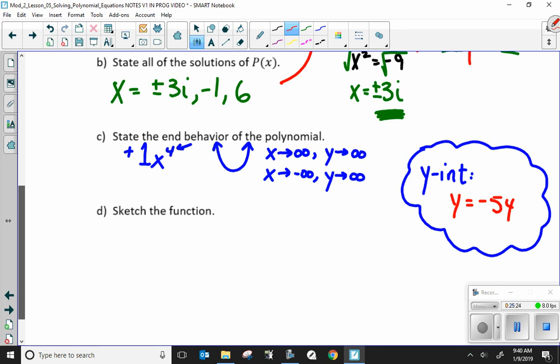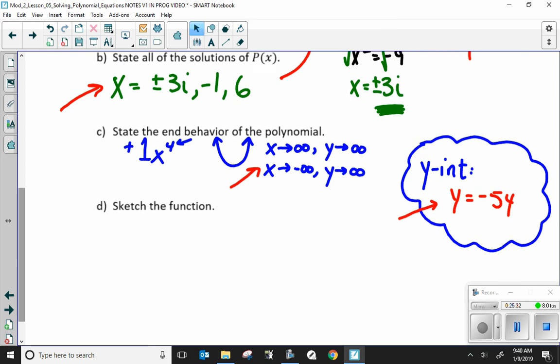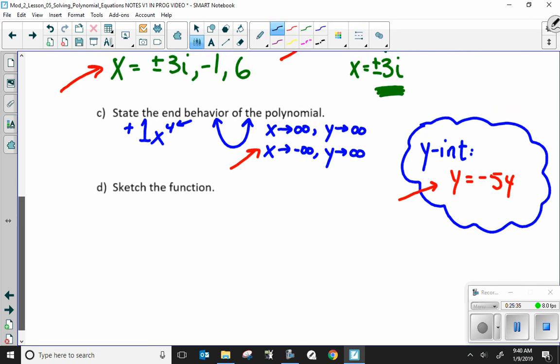Now I'm going to take my solutions, my behavior, and my y-intercept, and I'm going to sketch this graph. Let's do this. Just a little graph here. Now, at 6, I'll just put a tick mark here and call that 6. My solutions are the roots. They're the x-intercepts, right? Here, negative 1.